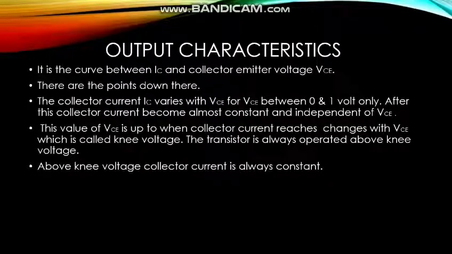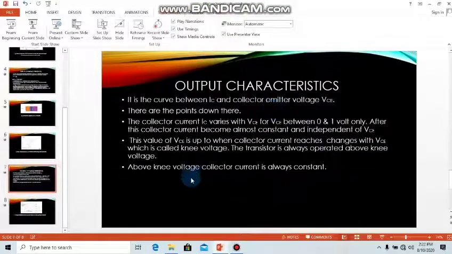Well, I think I need to tell you one more thing. That is, however, a small increase in collector current with increase in collector emitter voltage can be observed. The point says that there is no change in collector current after the knee voltage, but however, a small increase in collector current with increase in collector emitter voltage can be observed, which is caused by the collector depletion layer getting wider and capturing a few more majority carriers before electron-hole combination occurs at base. I'm going to write it down for you again.